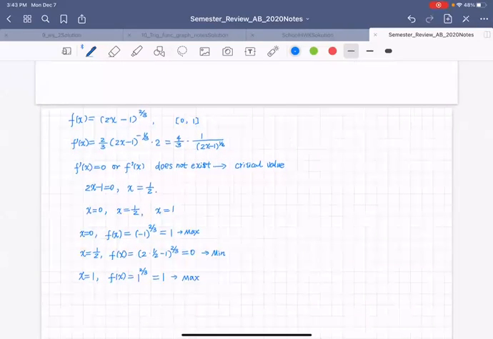So that's how we solve this type of question, the critical points and the min and max value. Now your second question is, does the mean value theorem, Rolle's theorem, or both apply to f(x) on the given intervals?